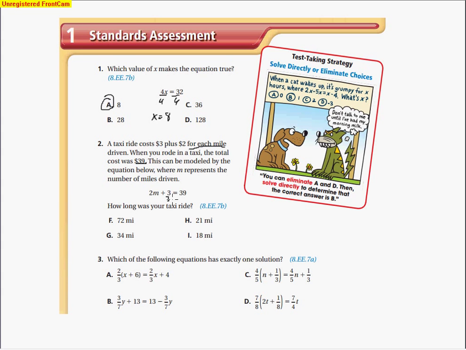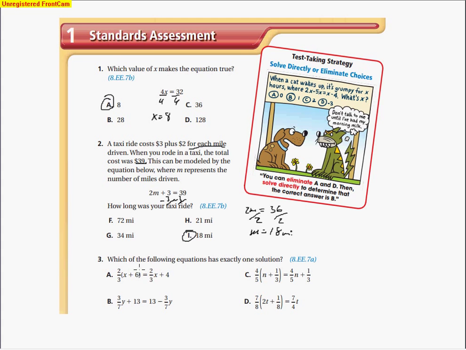So we're just going to solve this by doing opposite operations. I'll subtract 3 first, and I'm left with 2m equals 36. So when I divide by 2, I end up with m equals 18 miles. So I is the answer.